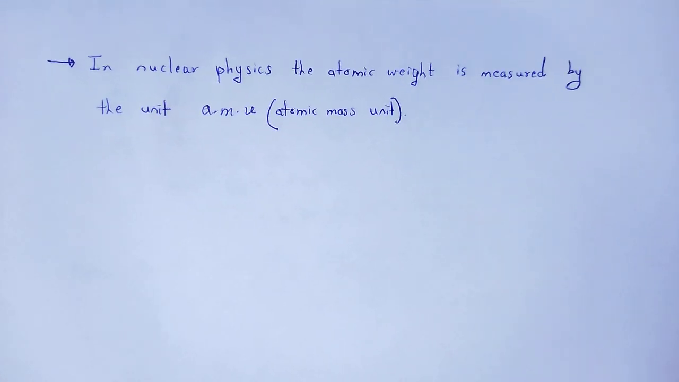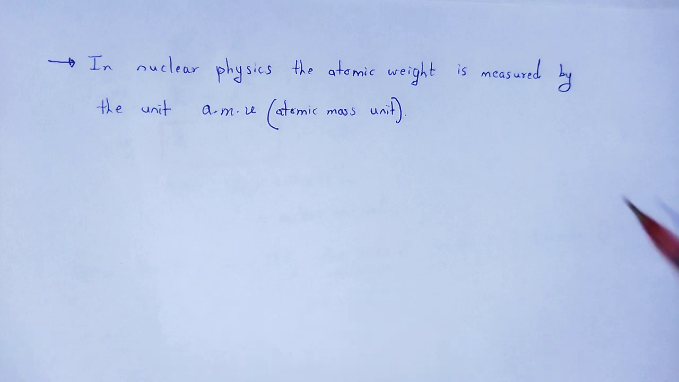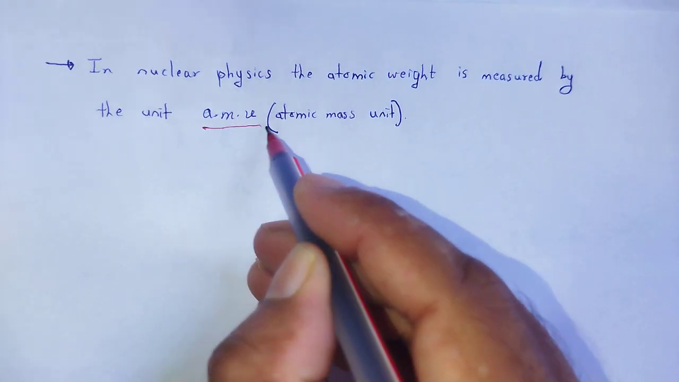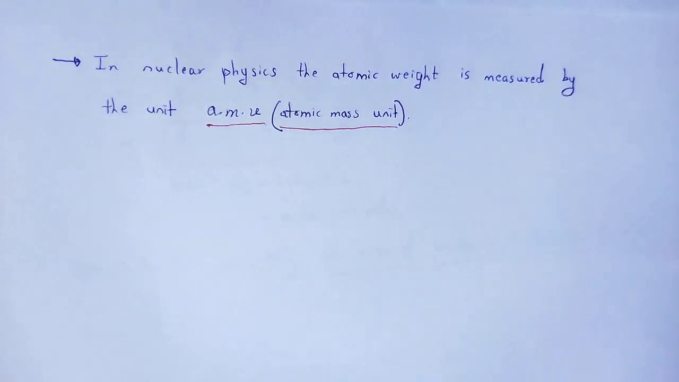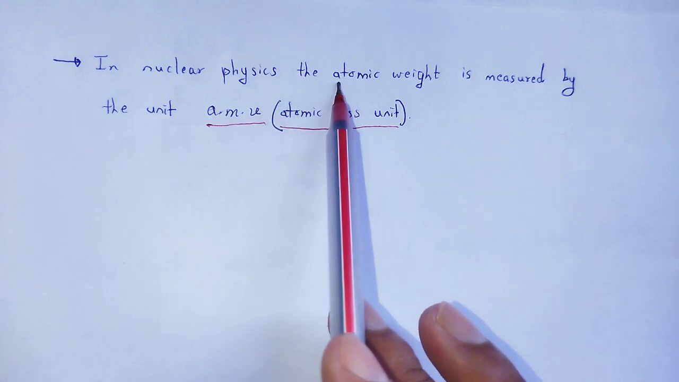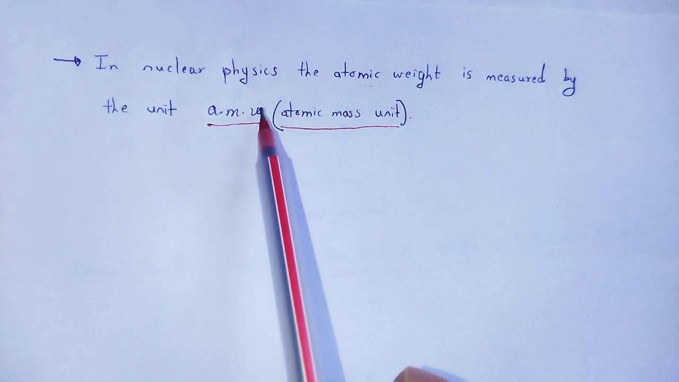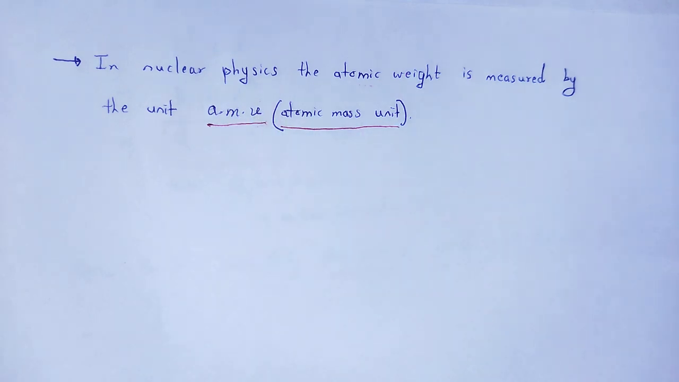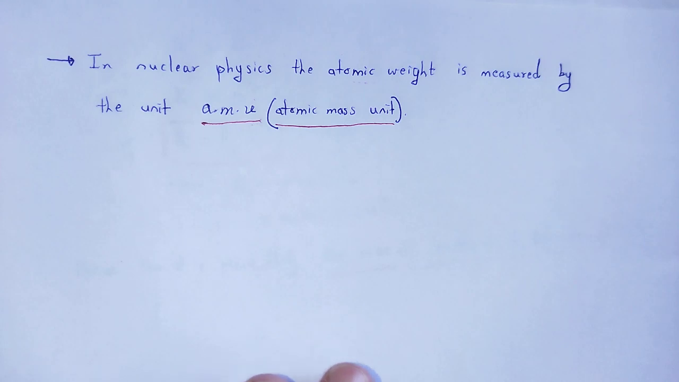Next, in nuclear physics, the atomic mass we define, that is the mass of nucleus, means mass of nucleons, proton and neutron. So that atomic mass or atomic weight is measured by a unit which is called AMU, atomic mass unit. A standard measurement we use to measure that atomic weight, which is AMU, and how convenient.